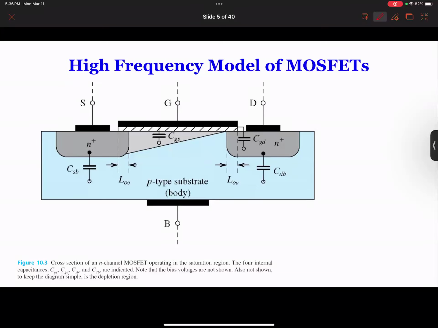Because at megahertz frequencies, 1 over omega c is the impedance. Because omega is so high, even a little bit of capacitance makes the largest impedance. Okay, so between each of these plates there is going to be a capacitor. So you see here between gate and source, for example, this capacitor.